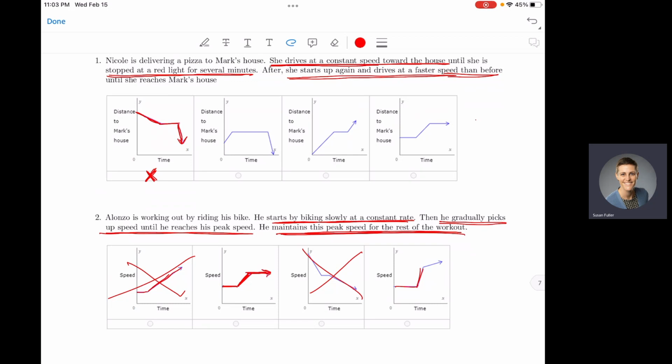And then let's just check this last one. Here our speed is constant. Then we increase, but then this is still increasing. That's not a constant maintaining speed. So that one's not it. This one is, in fact, the correct answer to this problem.